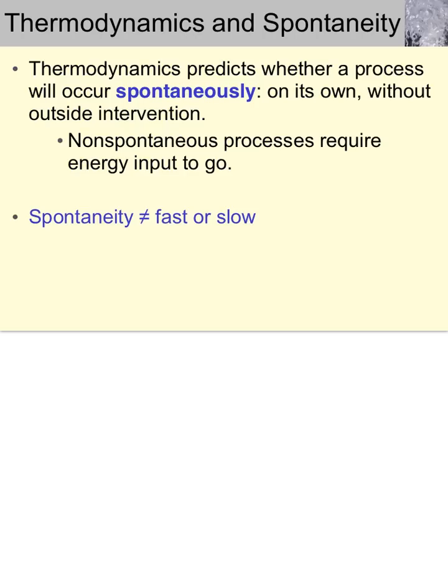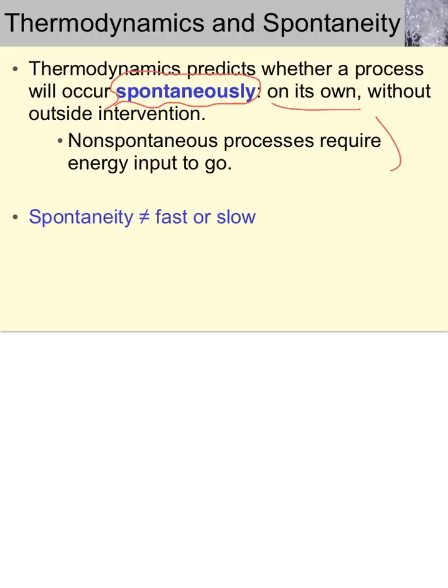Why do we really care about all this? Why do chemists care about it? Because things like entropy and enthalpy tell us whether a process or chemical reaction will occur spontaneously. What do I mean by spontaneous? That a process will occur on its own without any outside intervention.